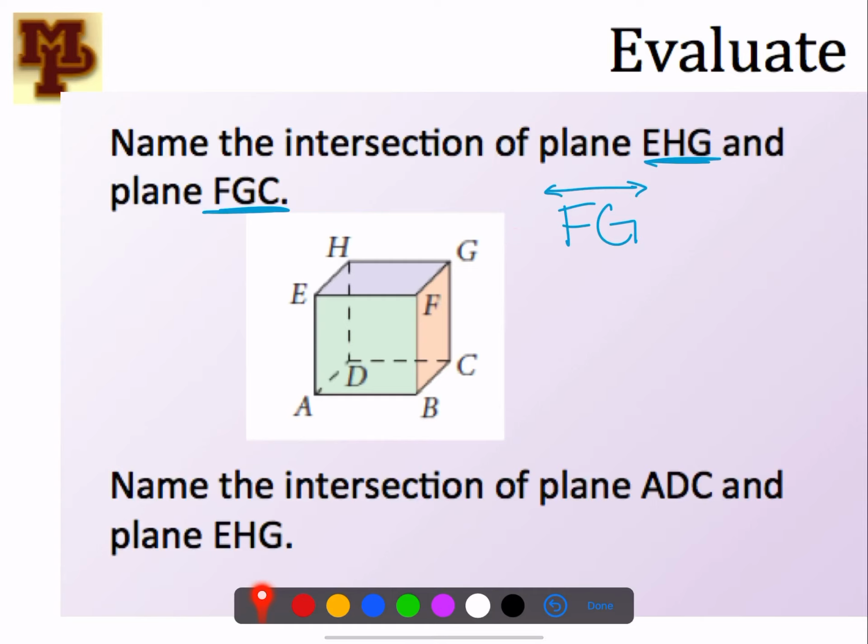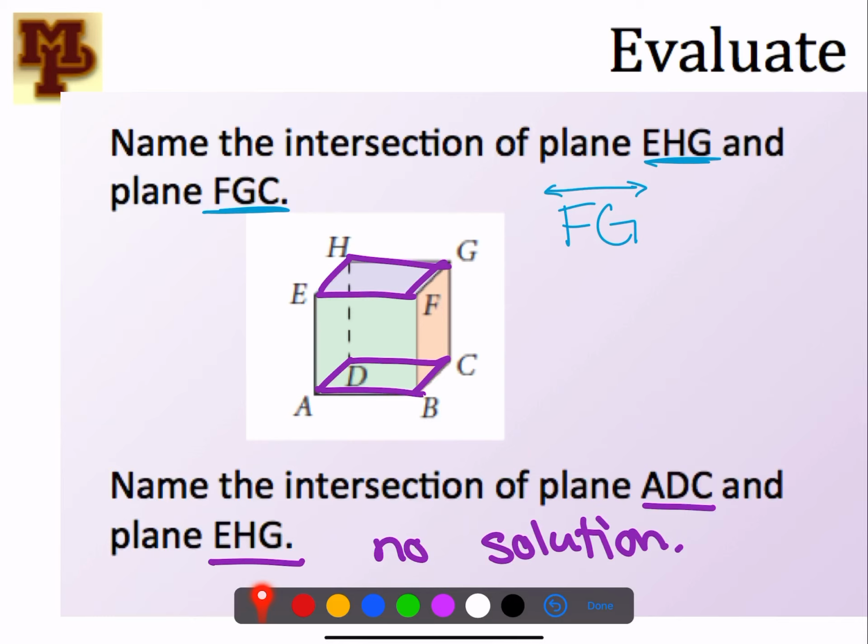Then lastly, name the intersection of plane ADC, so here's ADC on the bottom, and plane EHG, which is on the top. Will these two planes ever intersect each other? Well, no. So therefore, there is no solution here. They don't cross, they will never touch, so there is no solution for the intersection.